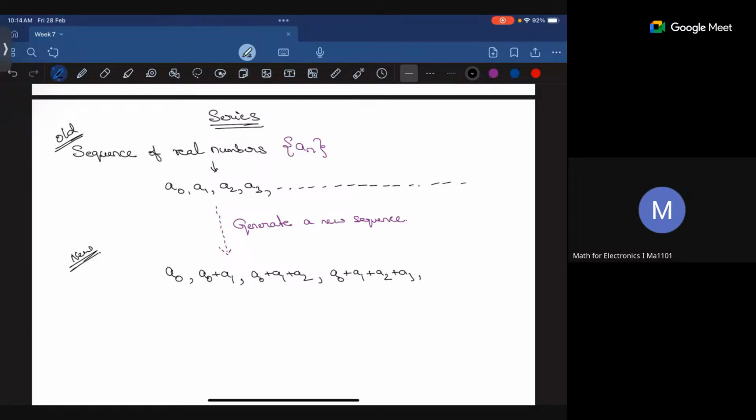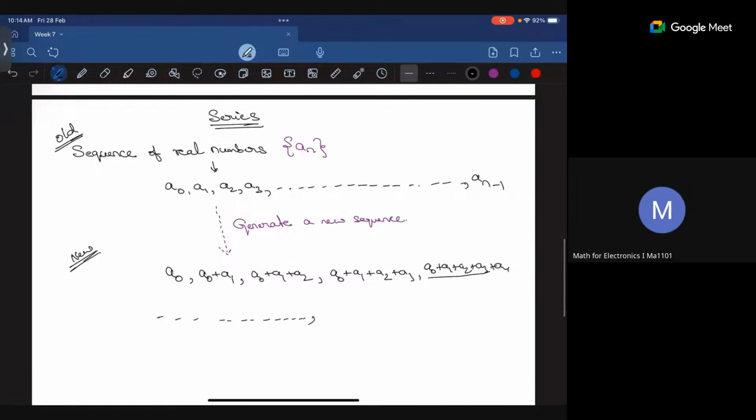And we can now start observing the pattern. So the next term will be a0 plus a1 plus a2 plus a3 plus a4. So the fifth term in your new sequence will be the sum of the first five terms in your old sequence. So like this, here the nth term will be a(n-1) because we started from a0. Okay. So the nth term will be a(n-1).